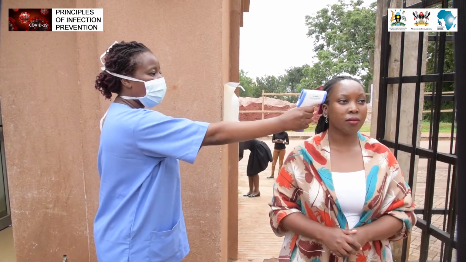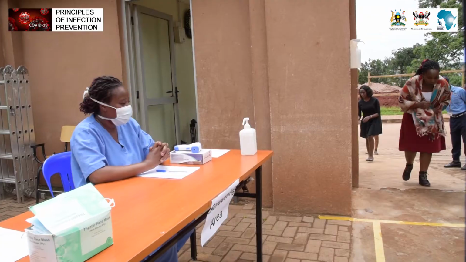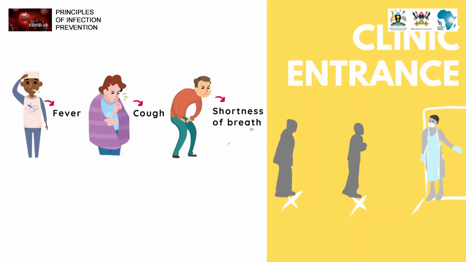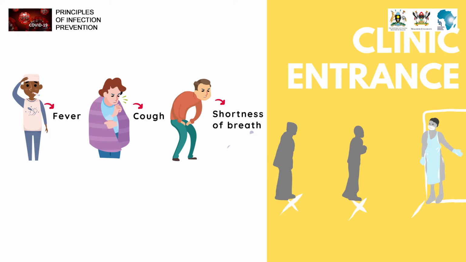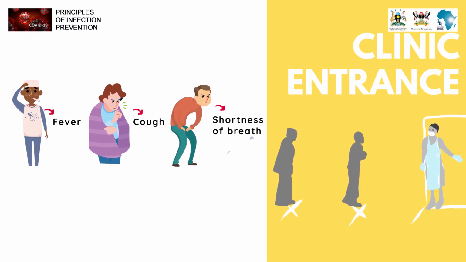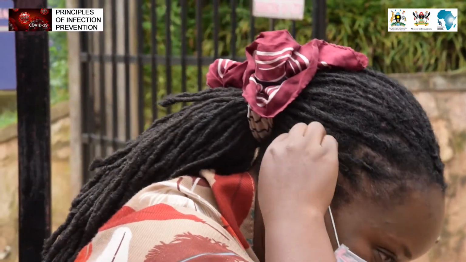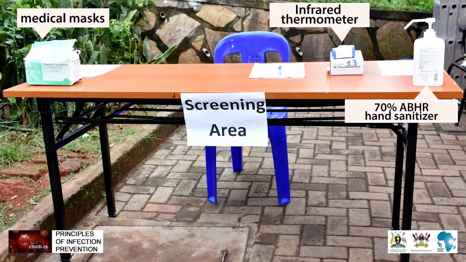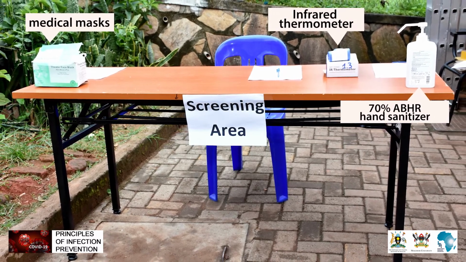Use infrared thermometers to screen individuals for fever. Rapidly identify individuals with respiratory symptoms, that is coughing, sneezing, difficulty in breathing, and separate them from the rest of the people waiting to be screened. Offer these people a medical mask. Screening staff should stay out of the screening area if they've developed symptoms and should be evaluated as well.